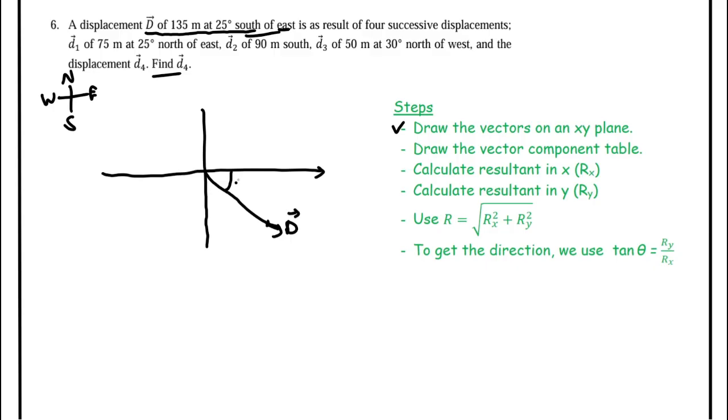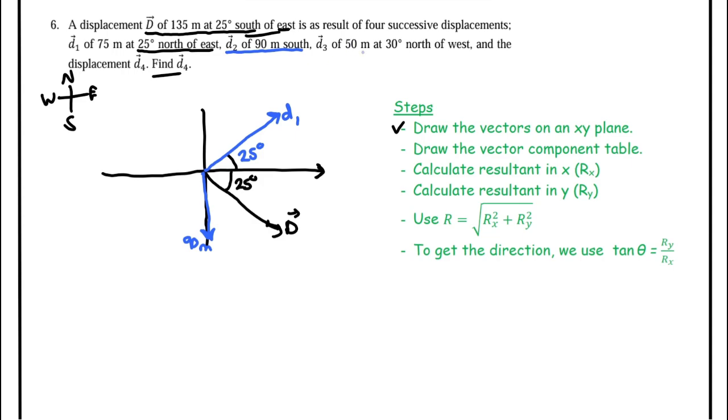This is 25 degrees. The next one is d1, which is 25 degrees north of east. So we go back to the east line, but this time we go 25 degrees to the north of east. So this is also 25 degrees, and this is d1. The other one is d2, which is 90 meters south. So 90 meters south is the south line.